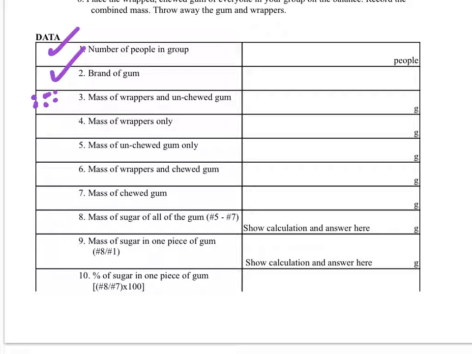Number 4, after you have all started chewing your gum, you're going to weigh just the wrappers. You're going to weigh everybody's wrappers on the balance at one time, okay? You'll get a measurement. Number 5, mass of unchewed gum only. So to do that, you will have to do a calculation here. You're going to have to subtract, okay? You're going to have to do number 3 minus number 4 here. And that's going to give you measurement 5, okay?